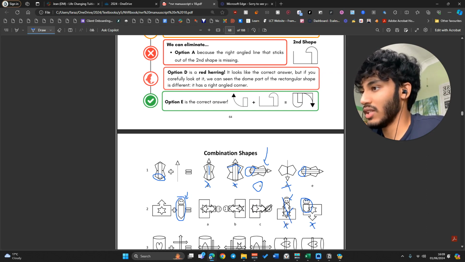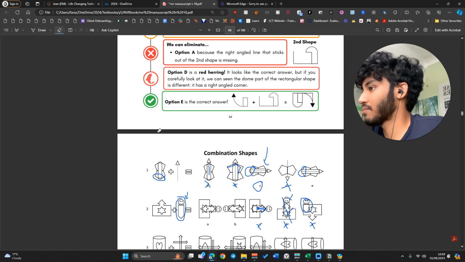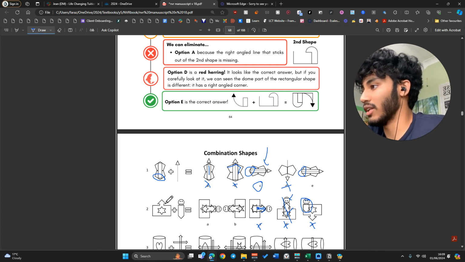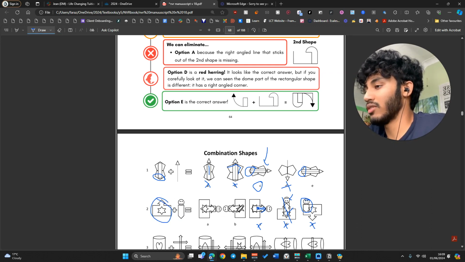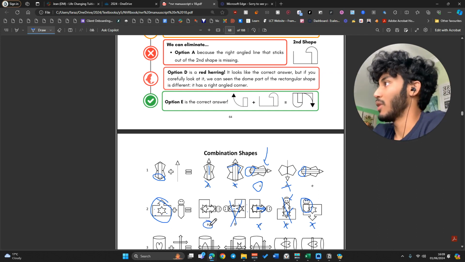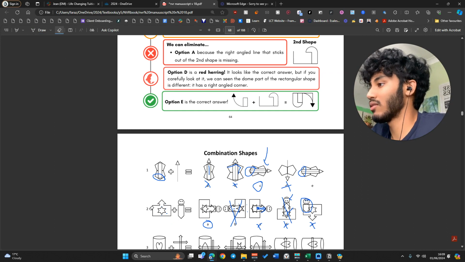If we continue going on, C, same idea. The pentagon in shape 2 is actually pointing the wrong way. It should be pointing down. So we can cancel that one out as well. And now we're left with B and A, which both have shape 2 in it. Now, let's look at shape 1 and see which option has shape 1 in it as well. So you can see immediately that this star is only 5-sided, whereas shape 1 is 6-sided. So we can cancel out B, and that leaves us with answer A. But yeah, hopefully that makes sense.